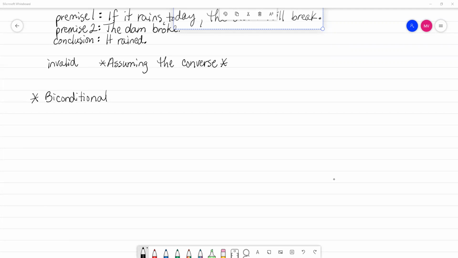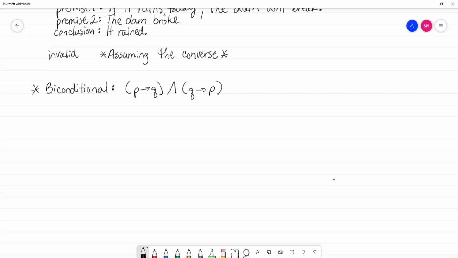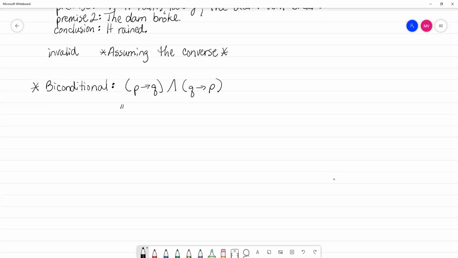Okay, biconditional is written as if P, then Q, and if Q, then P. And it is stated as P if and only if Q.